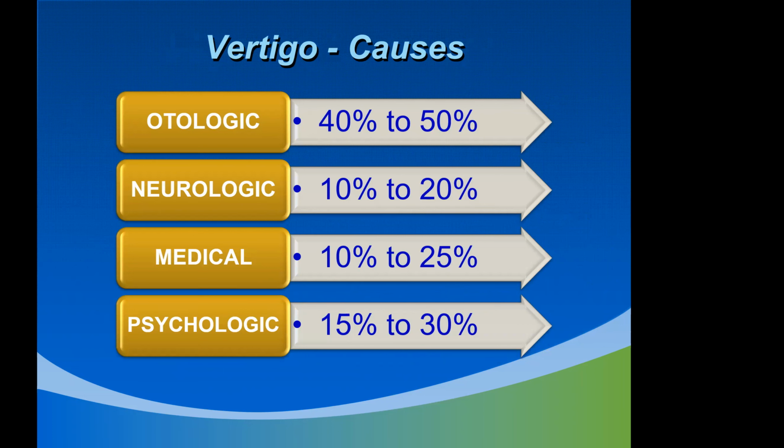Otological, neurological, medical, and of course psychogenic. Forty to fifty percent of vertigo is due to otological causes, and the physician is the one who has to diagnose. The ENT person examines the ear and vestibule, but you have to guide him that the patient has to undergo otological evaluation. So 40 to 50% are otologic, neurological 10 to 20%, medical causes 10 to 25%, psychological causes 15 to 30%.